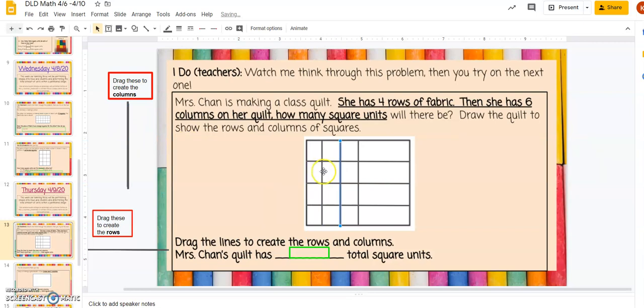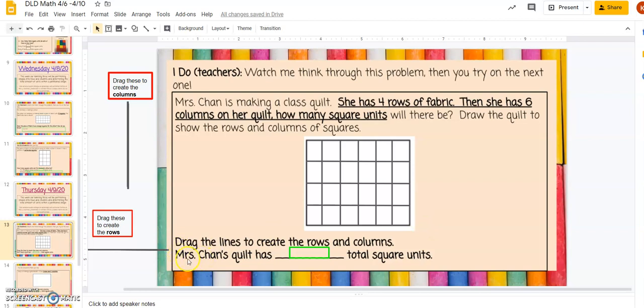So now I have 1, 2, 3, 4, this one's 5 and 6. Oh, yay, I think I did it, but let me double check. So I have 4 rows, 1, 2, 3, 4. I have 6 columns, 1, 2, 3, 4, 5, 6. Okay, so that's what I think her quilt looks like. So I've done that job, check.